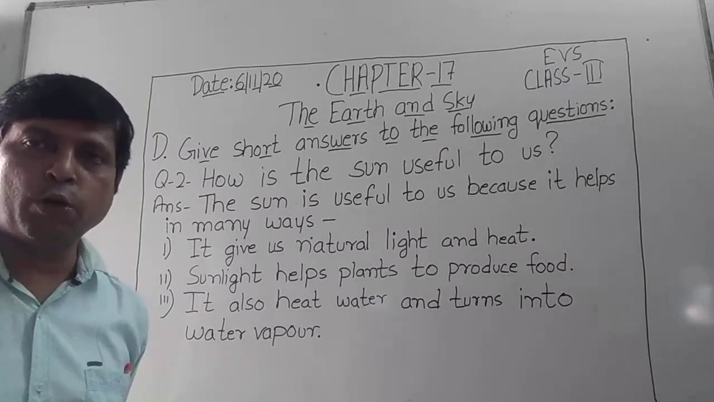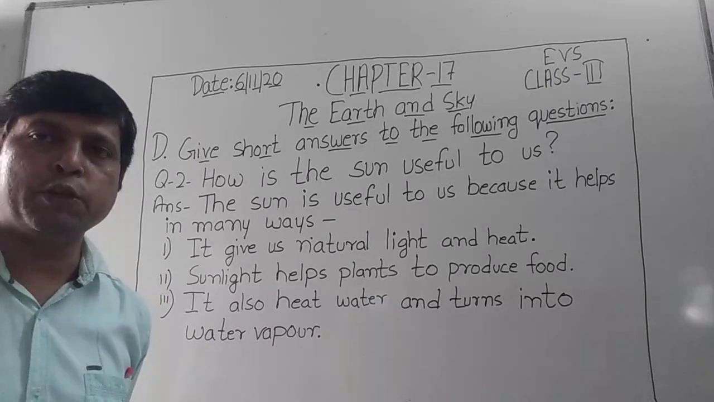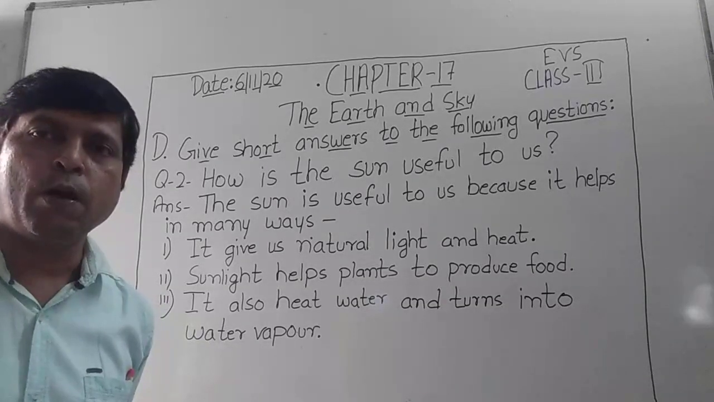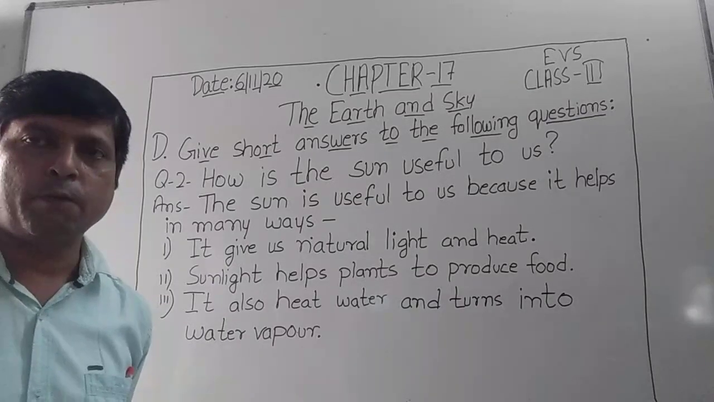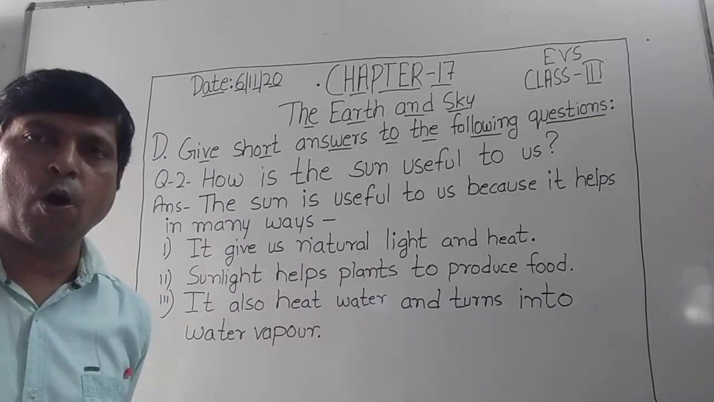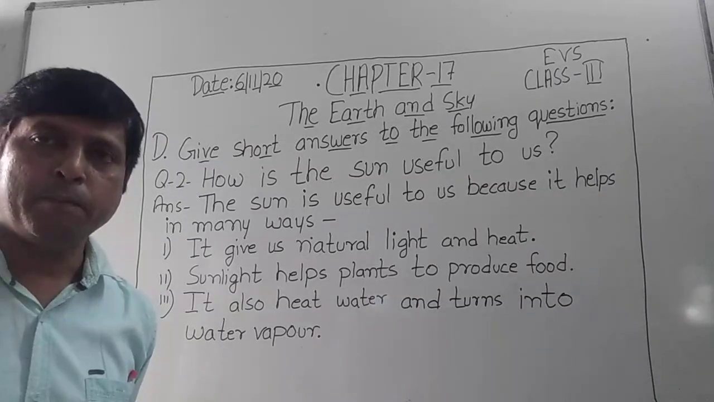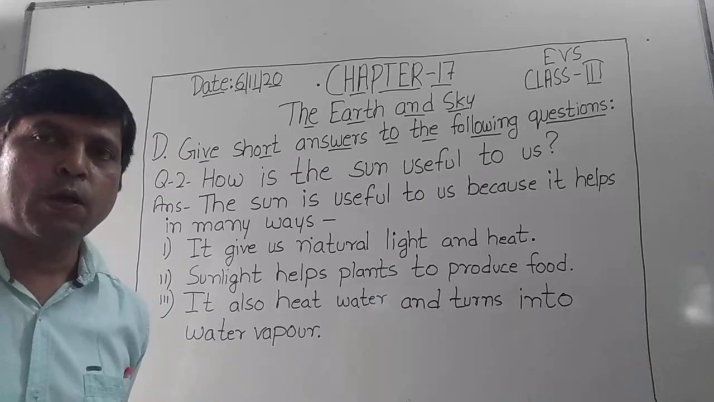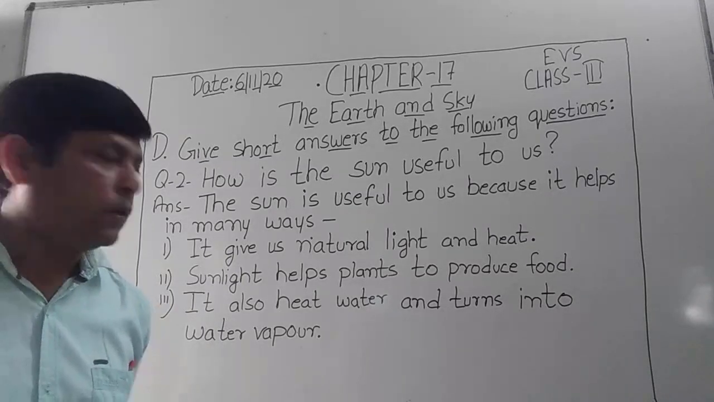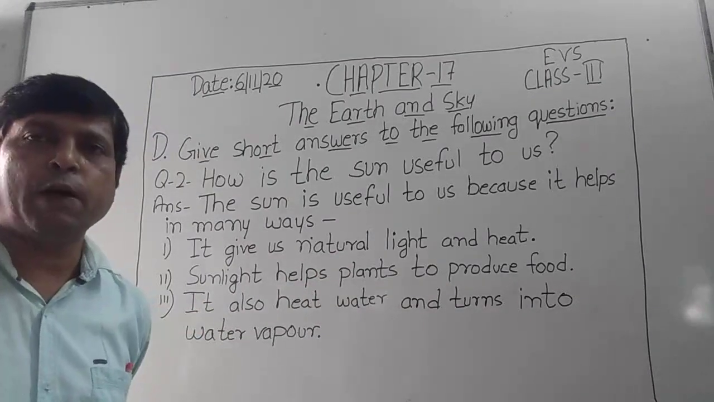We know that plants are the only producers which can prepare their own food, and we animals and human beings, directly or indirectly, depend upon the plants for our food. That is the reason sunlight is very important for the plants.